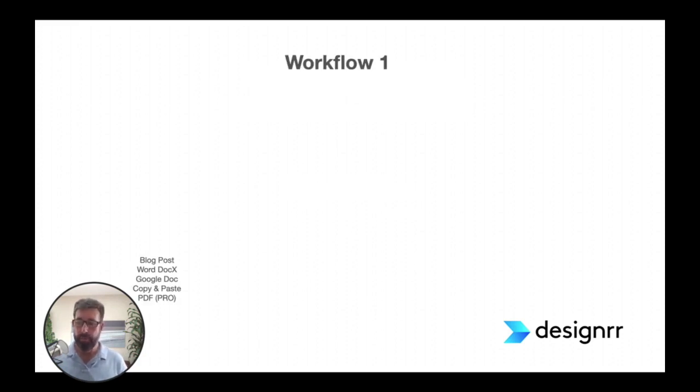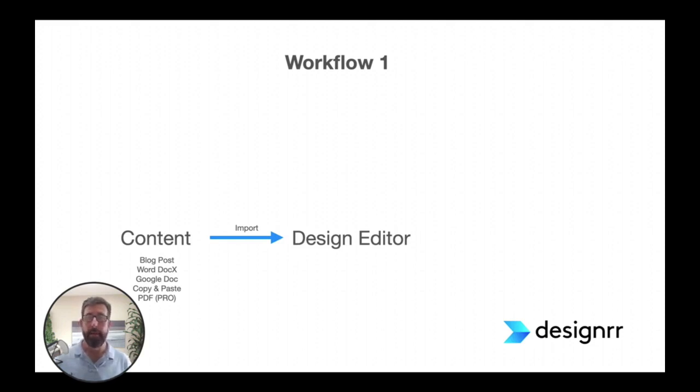So first of all, there's the standard workflow which 99% of people prefer to use, and that is by taking your source content, which should be all ready to go, edited, spell checked, laid out, everything, and that can be in a blog post, in a Word docx, a Google Doc, or you can even copy and paste it. And if you're on a pro plan, then you can do that from PDF too. And then you import that content into Designrr.